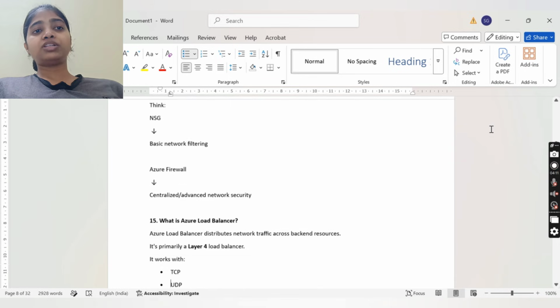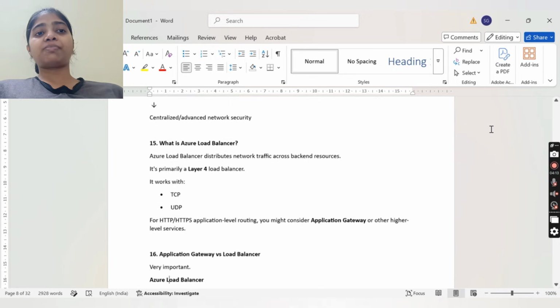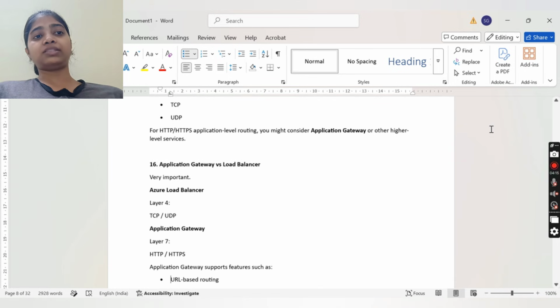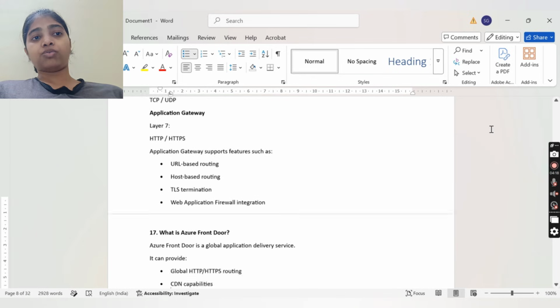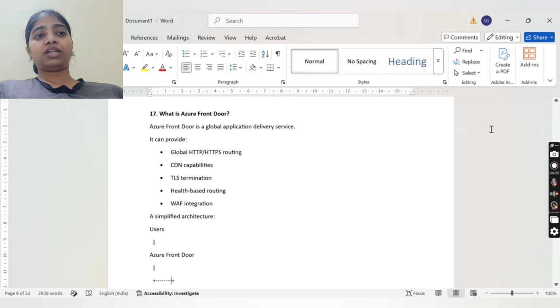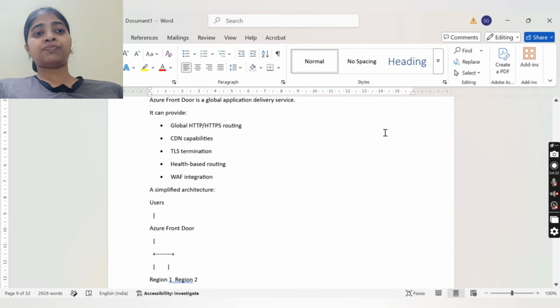So what is Azure Load Balancer? What is Application Gateway versus Load Balancer? What is Azure Front Door? TLS termination. What is AKS?